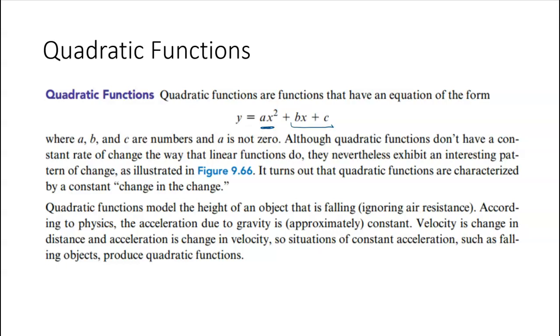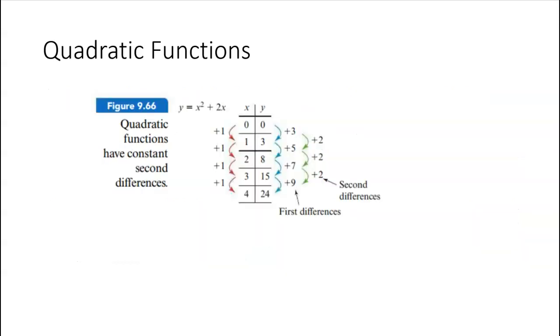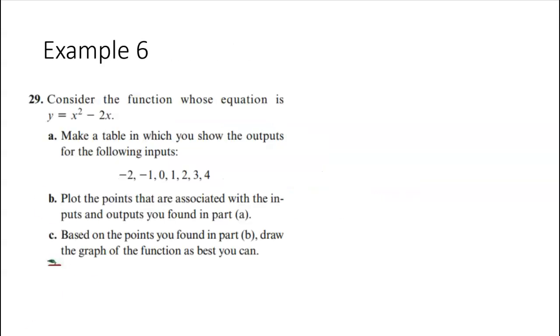But they can model the height of an object falling. They're used a lot in physics and velocity. So this is the interesting pattern here. When we have a constant rate here, whatever that constant rate is here, the second difference, so 0 to 3 is 3, 3 to 8 is 5, but when we look at the difference between the differences, we get a constant second difference, and that is a quadratic function. Let's look at an example.